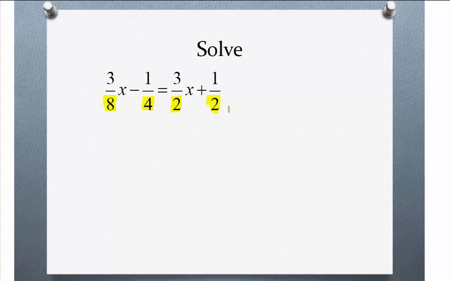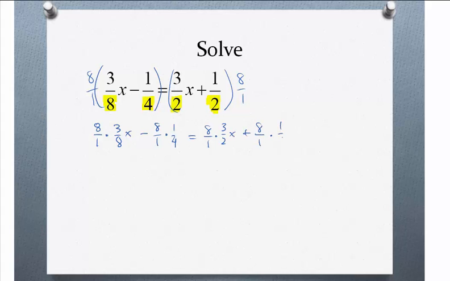8, 4, and 2, and the least common denominator of those is 8. So I'm going to multiply everything on the left by 8 over 1 and everything on the right by 8 over 1. And I'm going to carefully write this out. 8 over 1 times 3/8 x, 8 over 1 times 1/4, 8 over 1 times 3/2 x, and 8 over 1 times 1/2. Now when I do this multiplication for each and every one of these, I should end up with no more fractions.